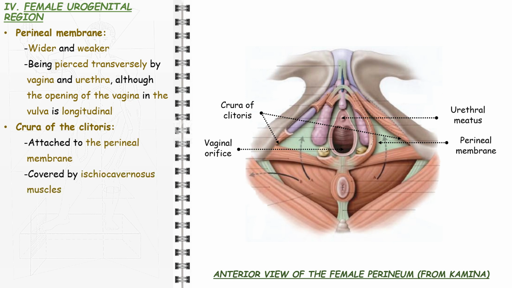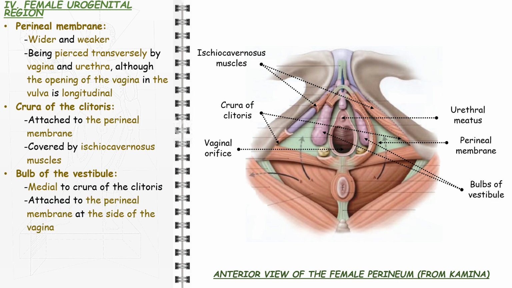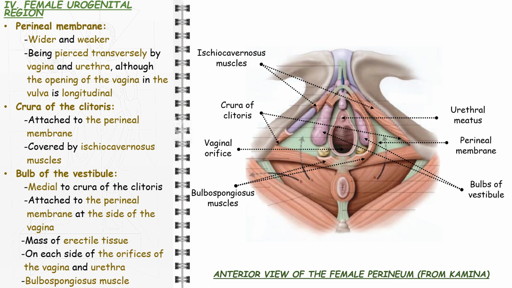Medial to each crus, attached to the perineal membrane at the side of the vagina, is a mass of erectile tissue, the bulb of the vestibule, one on each side of the orifices of the vagina and urethra. They join in front of the urethral orifice and pass forwards to the glans of the clitoris. Each bulb is covered by a bulbospongiosus muscle, whose fibers extend from the perineal body round the vagina and urethra to the clitoris. They form a perineal sphincter for the vagina in addition to its pelvic sphincter, the pubovaginalis parts of levator ani.